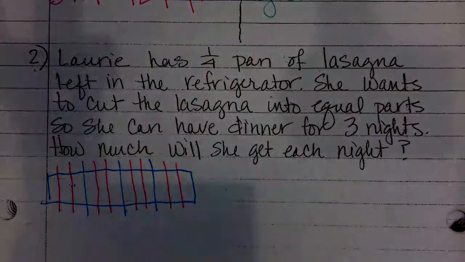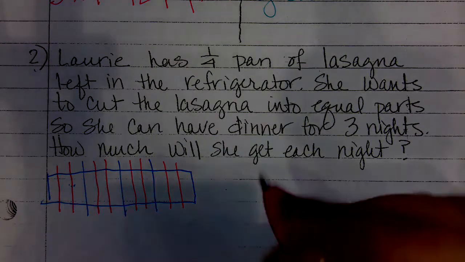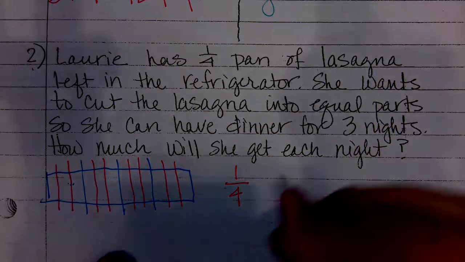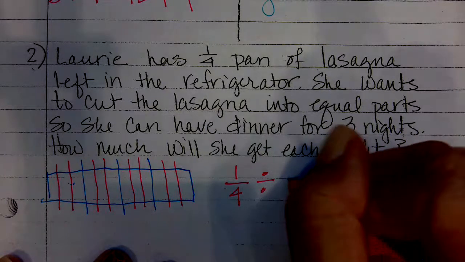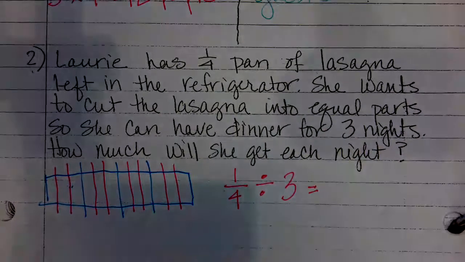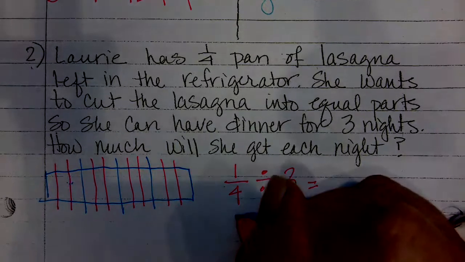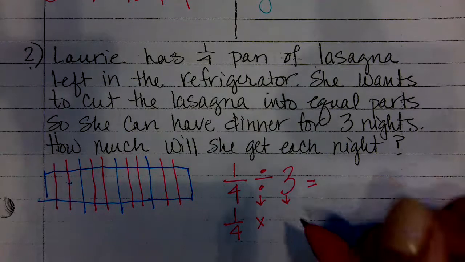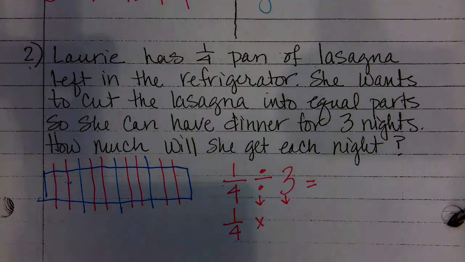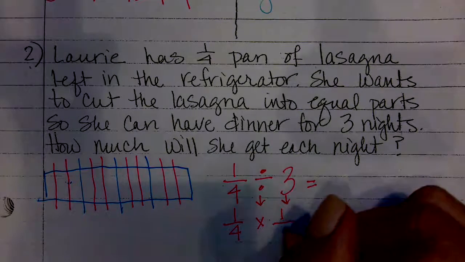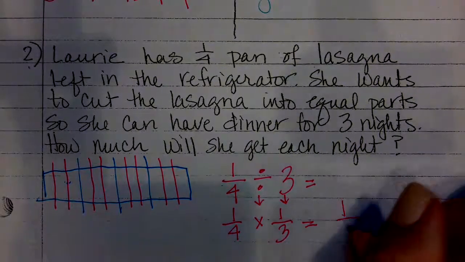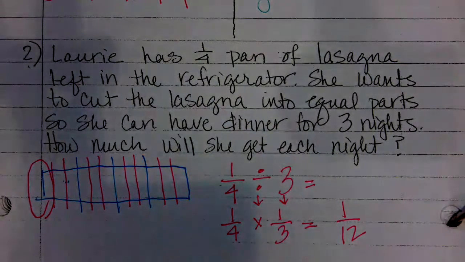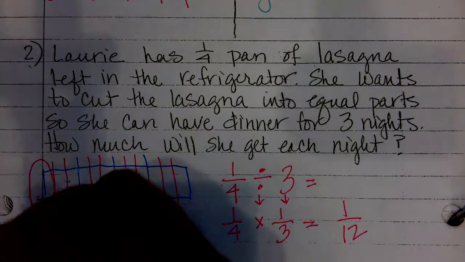All right, so what does this look like? Well, 1/4 of a pan, and we're going to divide it into 3 days, correct? What does that look like? Well, 1/4, I have to convert this into the inverse operation and multiply by the reciprocal, and I end up with 1/12, correct?